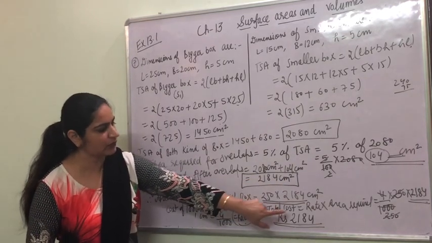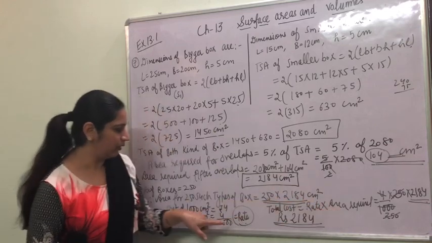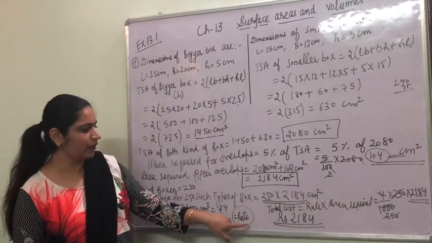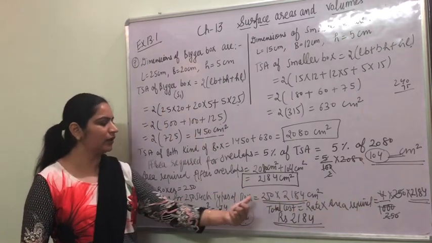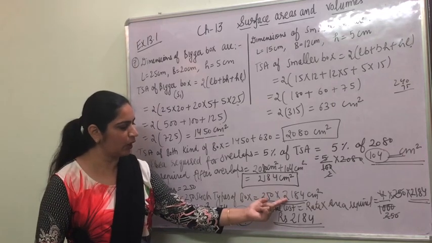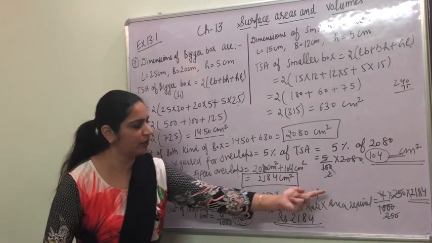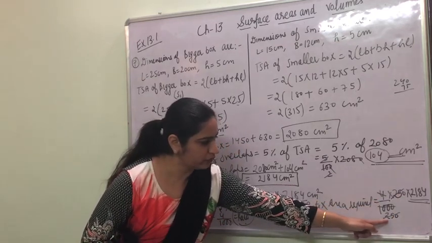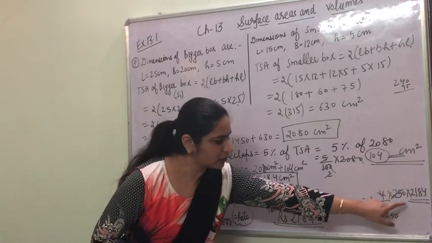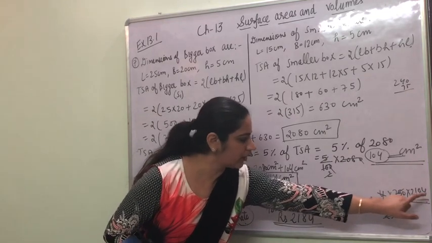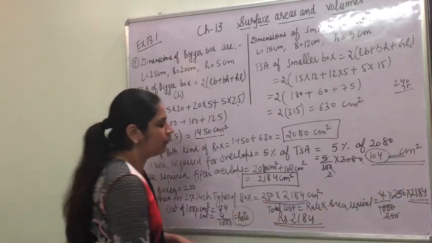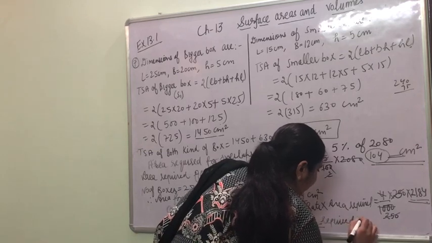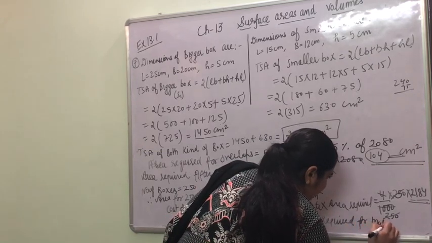Formula for the total cost is rate into area required. Rate is 4 by 1000, 4 by 1000. And area required here we have written because 250 boxes were there. So 250 into 2184 I have written here as it is because cancellation will be there. 4 into 1000, 250, 250, 250 will be cancelled. So the final answer is 2184 rupees required. Answer statement you have to mention. Required for making cardboard.